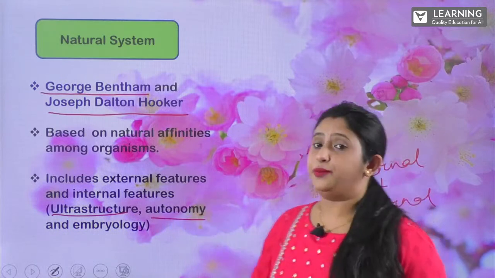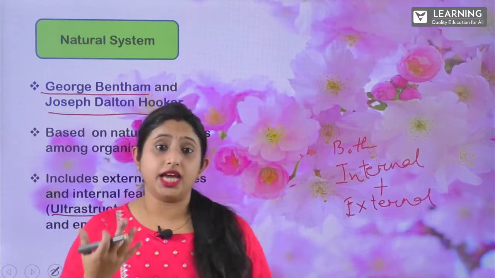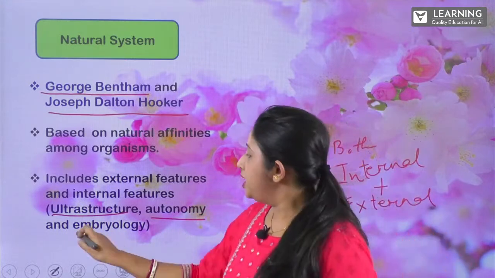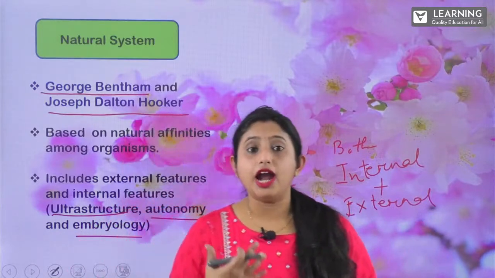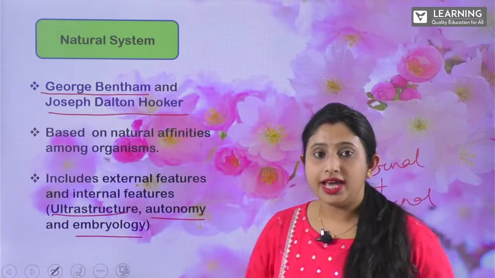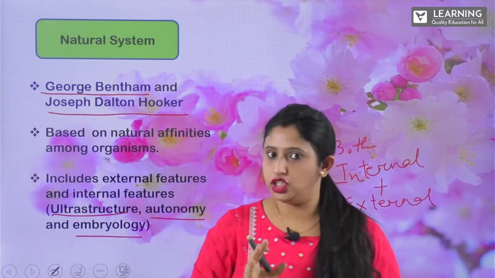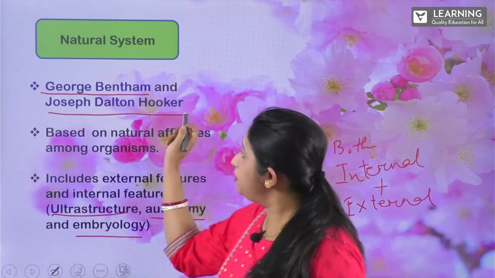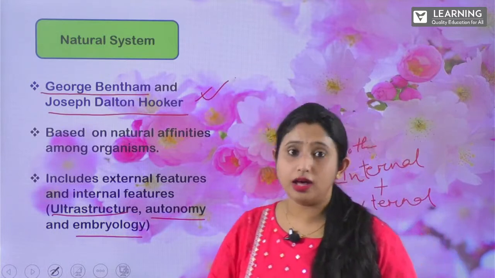Then what is the anatomy? Auto means self. So those organisms which can replicate by themselves, right? So that is your anatomy. Next is embryology. So they have also studied the embryo of that particular plant. Clear? So all these are the internal features. So they have looked into both external as well as internal features. So who has given that? Yes, it was given by George Bentham and Joseph Dalton Hooker. So remember, this is very, very important for MCQ questions.